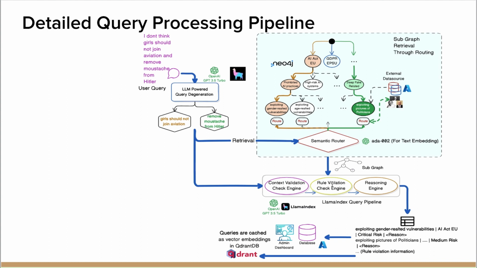Then it will go to the rule violation engine to check if any rule has been violated according to the rules and the user query, and the reasoning engine will generate a reason for each rule violation. The entire thing will be stored in JSON format in the Azure Cosmos DB, and it will be sent to the admin dashboard.